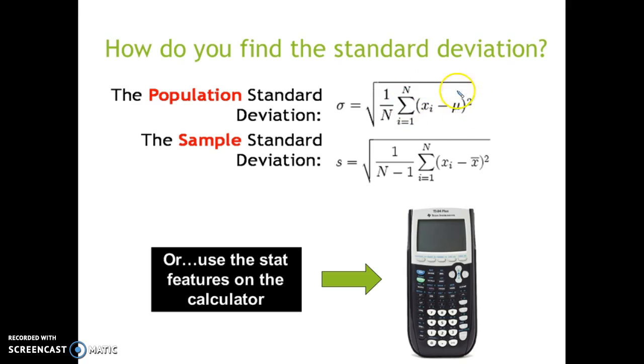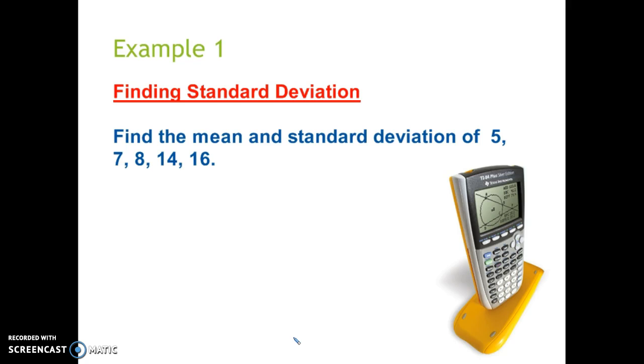Okay, then we take all of that and we divide by the number of terms that we have. Okay, the only thing that changes when we go to our sample is that we divide by n minus 1. Okay, and we can also use our calculator, our one variable stats, which we've seen already. So we'll go and use that for our first one.